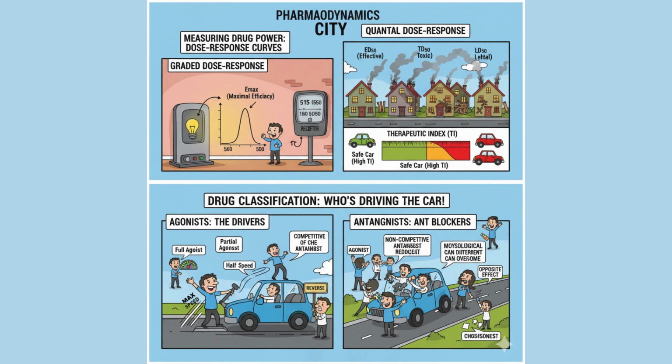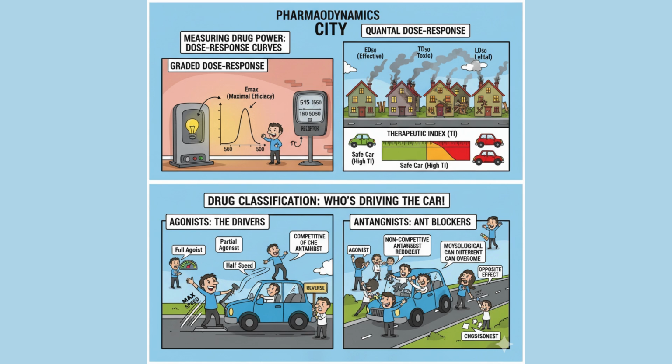And then we have antagonists, the blockers. An antagonist is like someone who sits in the driver's seat but doesn't make the car go. Instead, they just prevent the actual driver from getting in and starting the car by simply occupying the place, so that this one doesn't have a place to sit and drive. So they block the effect of agonists.